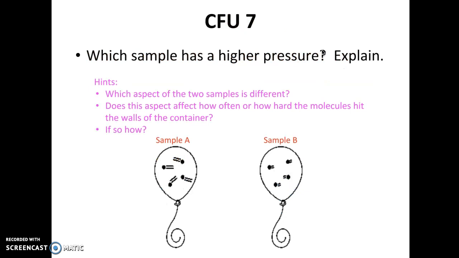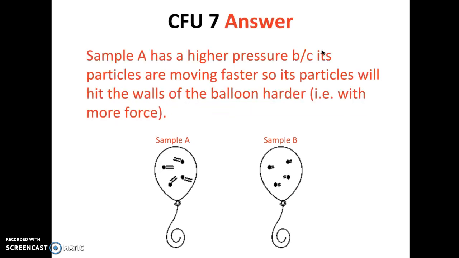All right, let's try 7 now. Which sample here do you think will have a higher pressure? Again, think about the differences and how that would affect how often and how hard the particles hit the walls of the container, and use that to help you answer the question. Which one do you think has a higher pressure? Great. Sample A is, because the particles have longer whooshies, so they're moving faster. Particles that move faster are going to hit the wall of the container with more force. So that means sample A would have a higher pressure than sample B. This is sort of like sample A is a balloon that's been heated up, and sample B is a balloon that's been cooled down. A would have a higher pressure.